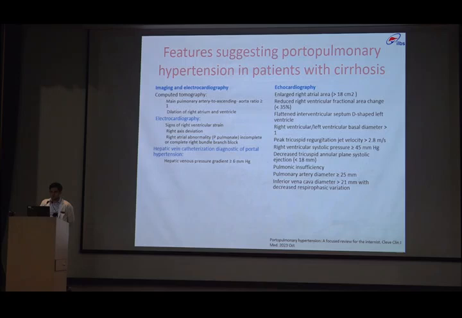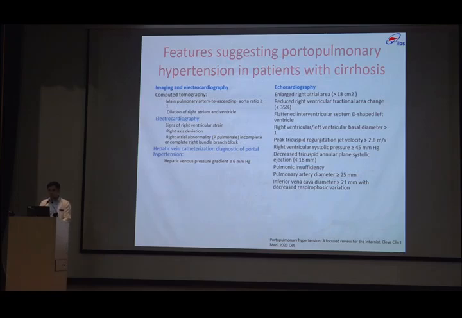Features suggesting portopulmonary hypertension in patient with cirrhosis. On imaging and electrocardiography, on the CT scan, the main pulmonary artery to ascending aorta diameter ratio is more than or equal to 1. Normally the aorta is larger than the pulmonary artery. There may be dilatation of the right atrium and ventricle. In the electrocardiography, there could be signs of right ventricular strain, right axis deviation, right atrial abnormality, P pulmonale, and HVPG of more than 6 mmHg.